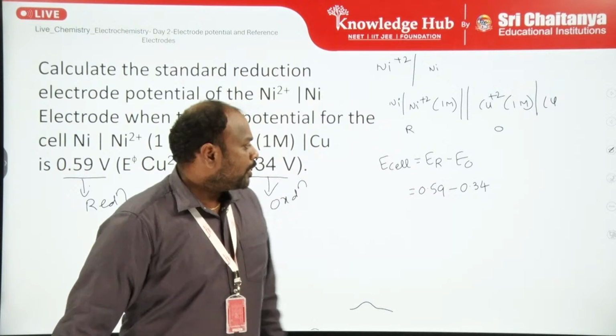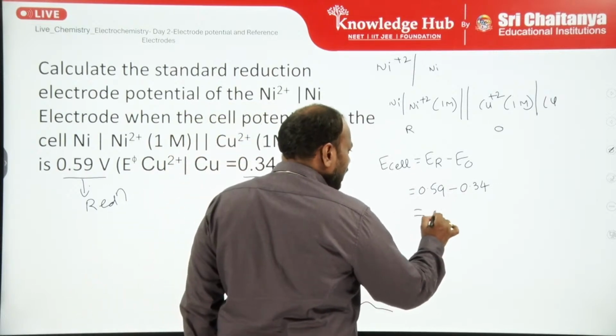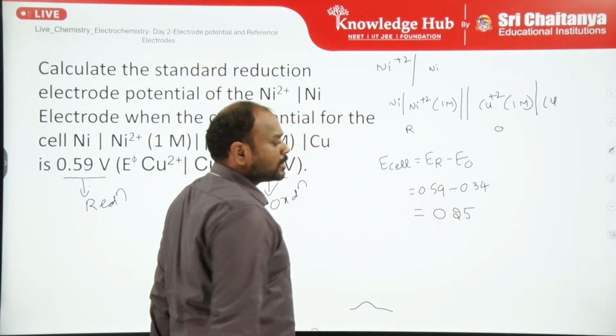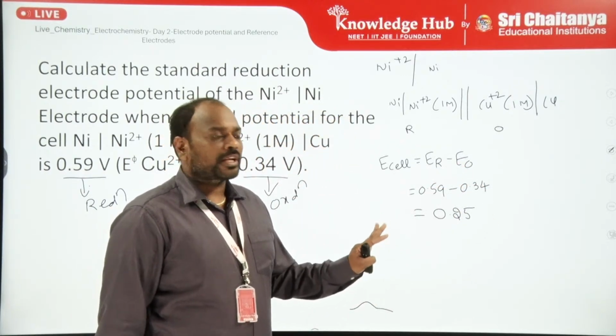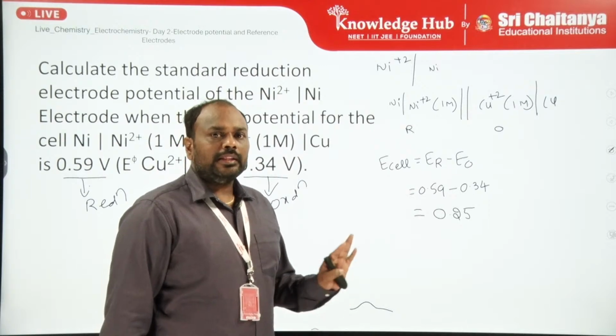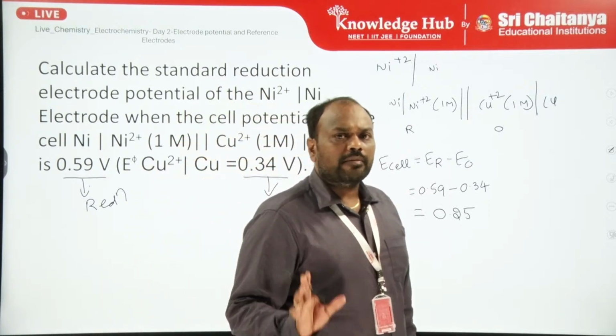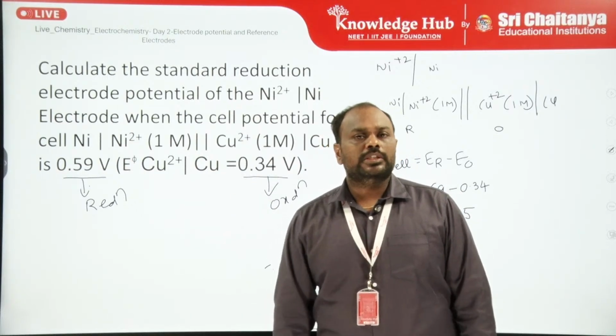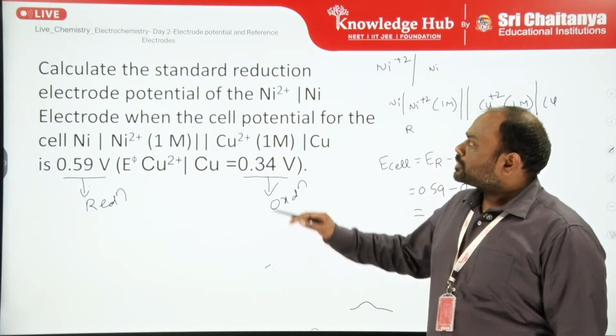Okay. So if you substitute and calculate, this value is equal to 0.25. So this is the electrode potential of the cell. In this way we calculate it. Whatever the question is, the highest value undergoes reduction, the lowest value undergoes oxidation. Similarly, see another question.